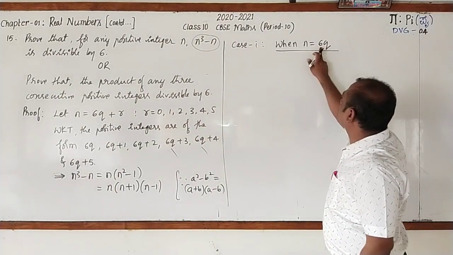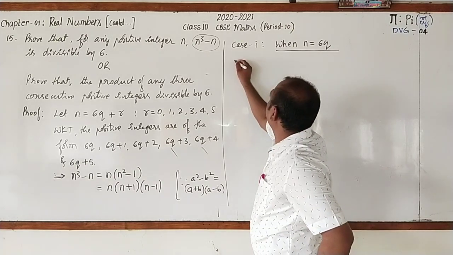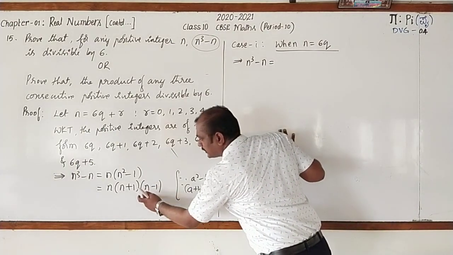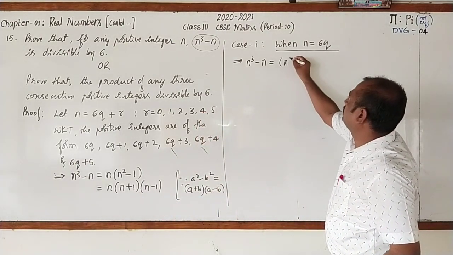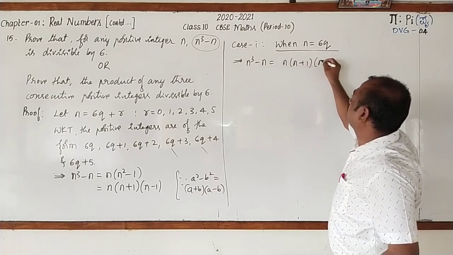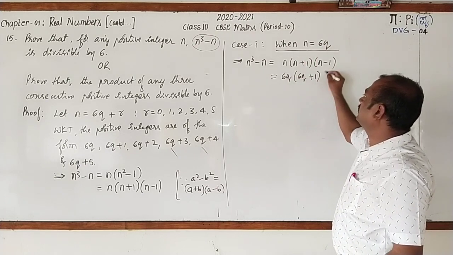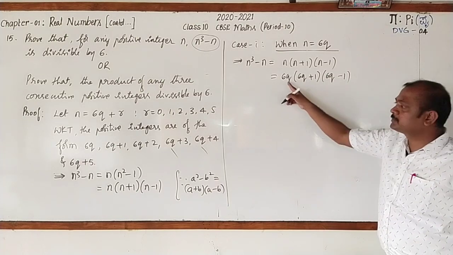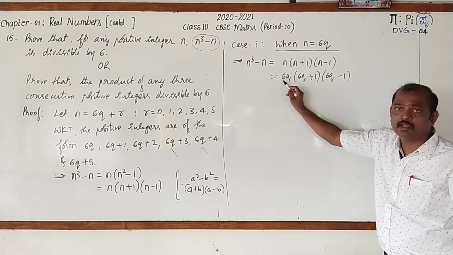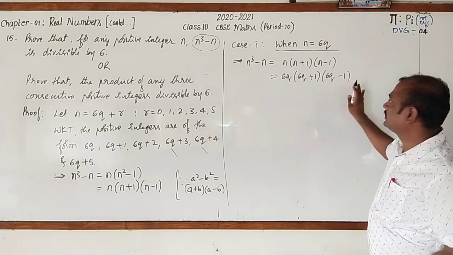Now when n equal to 6q, we can write n cube minus n, which is equal to n into n plus 1 into n minus 1, which is equal to 6q into 6q plus 1 into 6q minus 1. Observe here, it is a product, and here what is there? 6. Can we say that it is the multiple of 6? Of course, hence it is divisible by 6.